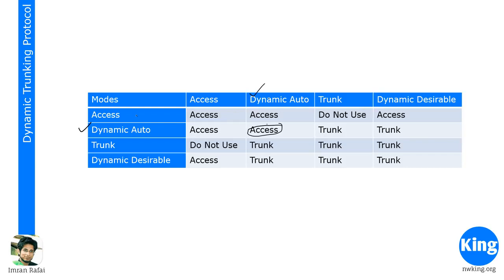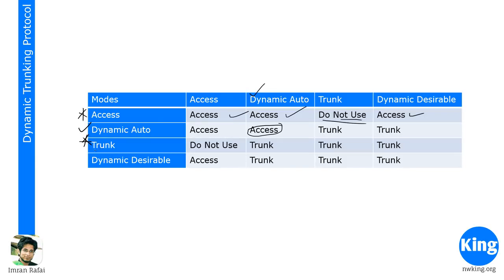So if both the sides are configured to be access, it obviously becomes access. If one side is access and the other side is dynamic auto, it becomes an access. If one side is access and the other side is trunk, that's something that you should not use. And again, if one side is access and the other side is dynamic desirable, it will be an access. So these are 2 hard codes. If you say access and trunk, these are hard coding either to be a trunk or an access port.